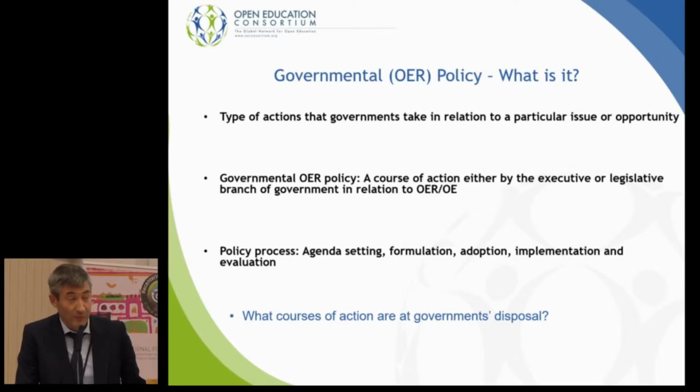I would also like to mention that when people speak about policies, they typically refer to a text document or written document of some sort, if that exists. But as part of my research scope, I'm looking at policy as a policy cycle. So I'm looking at things like agenda setting, policy formulation, adoption, implementation, and evaluation. When it comes to the types of actions that governments have at their disposal, what are they?